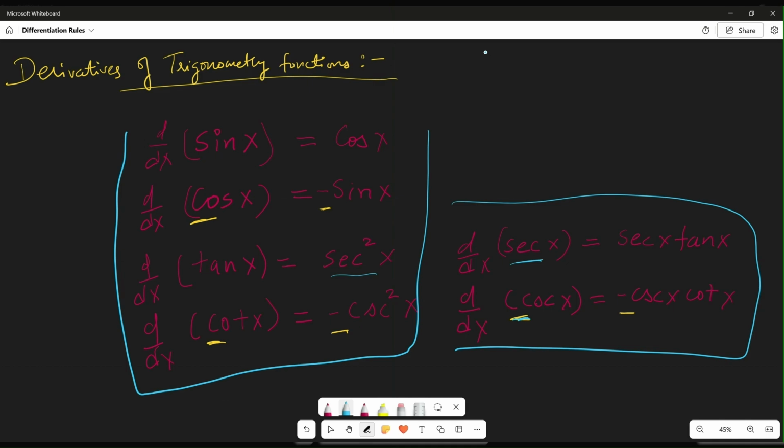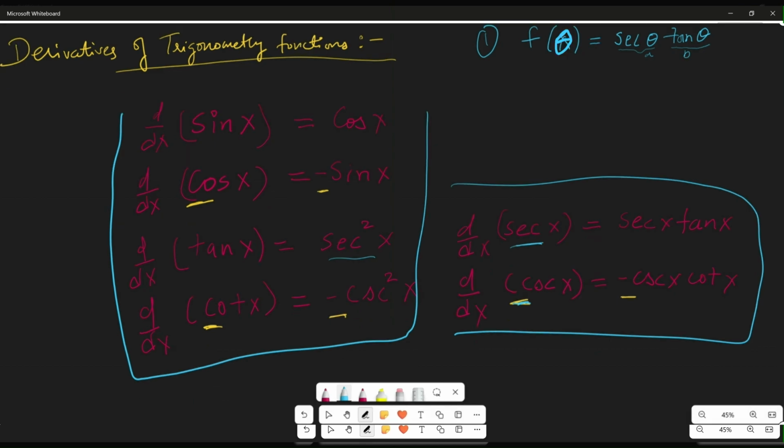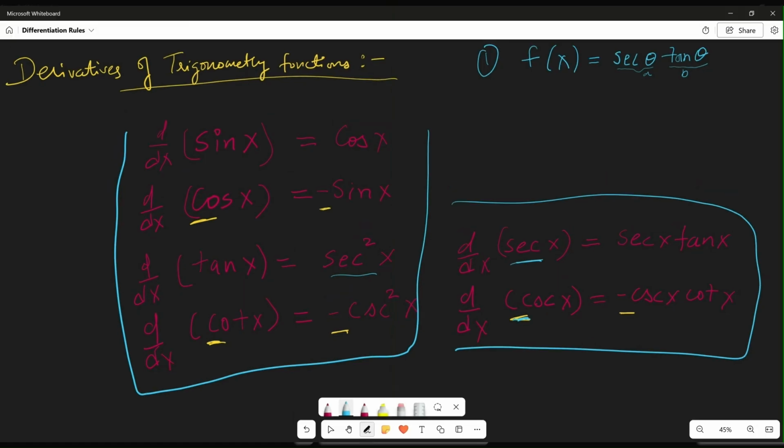Let's just solve one of the problems here. Suppose we have this function f of x, which is equal to secant theta tan theta. Now if you pay attention here, this seems to be a product, because it's a multiplication of 2 functions. Secant is one function, tan is another, so we can use the product rule here: a times b, which is simply a times the derivative of b plus b times the derivative of a, right?